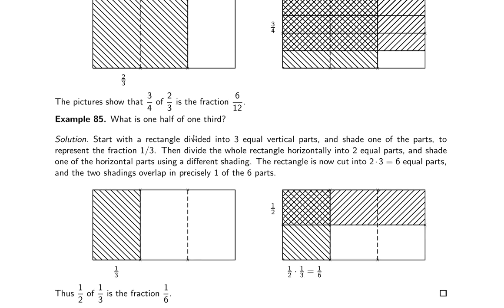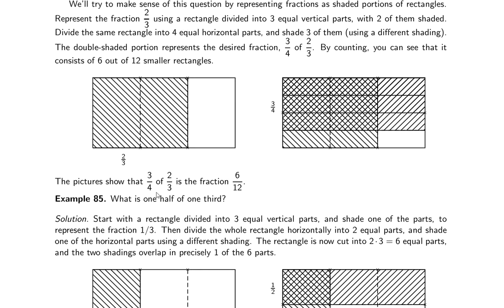Just to see that example again, 3/4 of 2/3. We get a complicated picture with rectangles shaded in, but it's really much simpler. It's just multiply the two tops together. 3 times 2 is 6. Multiply the two bottoms together. 4 times 3 is 12.